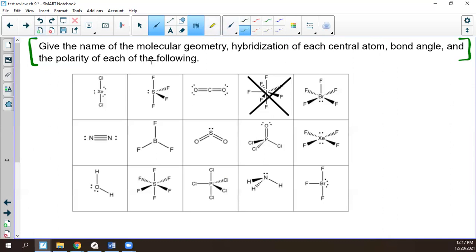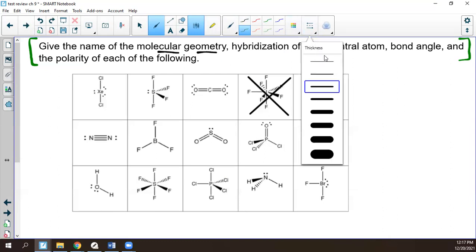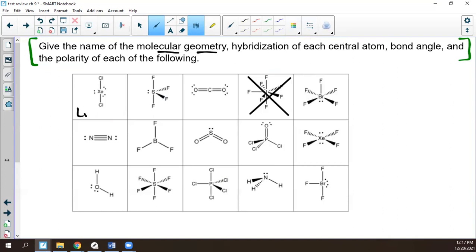Let's start with just the molecular geometry. We'll put this one in black ink. So what do we have here? Linear. Seesaw. What do we have here? Linear. What do we have here? Square pyramidal. Are you okay with that? Okay, next. Linear. Next.